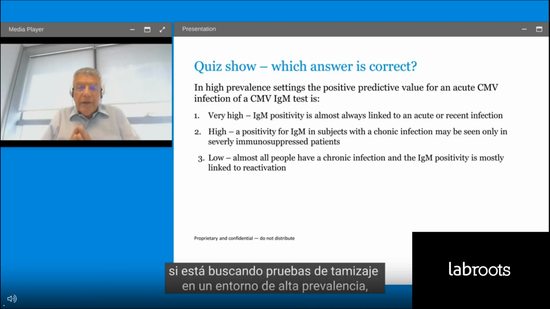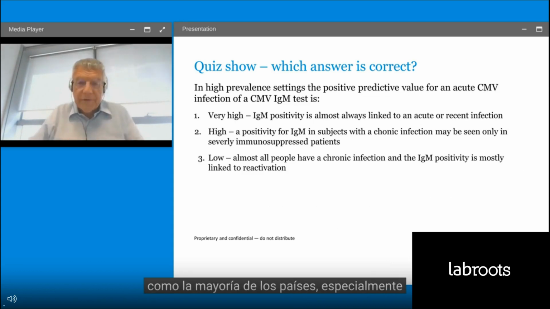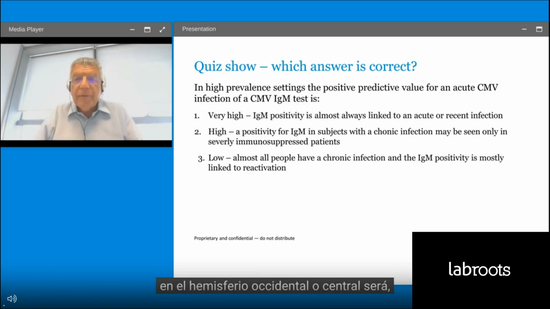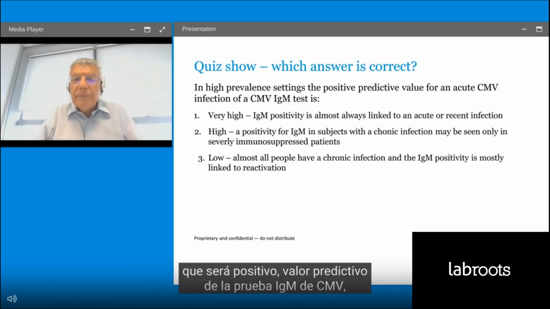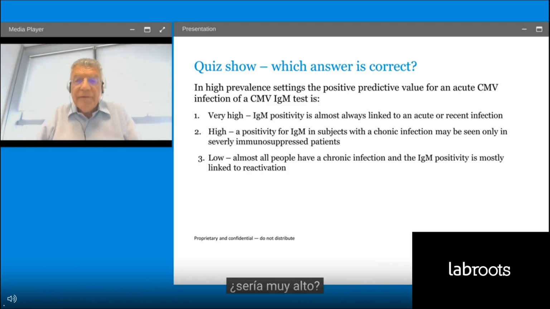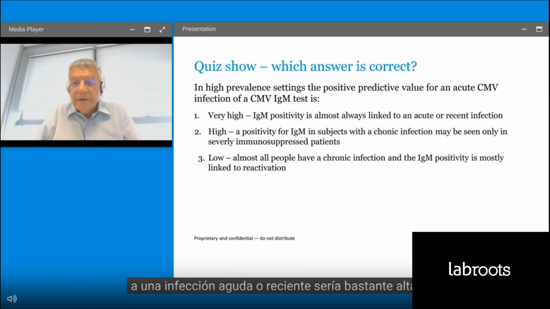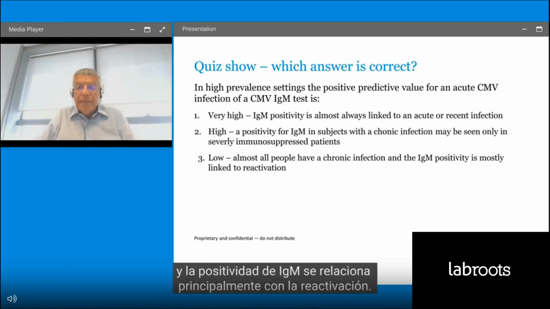If you're looking for screening in a high prevalence setting, as most countries, especially in the Western or Central Hemisphere, will be, what will be the positive predictive value of a CMV IgM test? Would it be very high? That is, IgM positivity almost always linked to acute or recent infection, will be fairly high, or would it be low, as almost all people have a chronic infection and IgM positivity is mostly linked to reactivation?